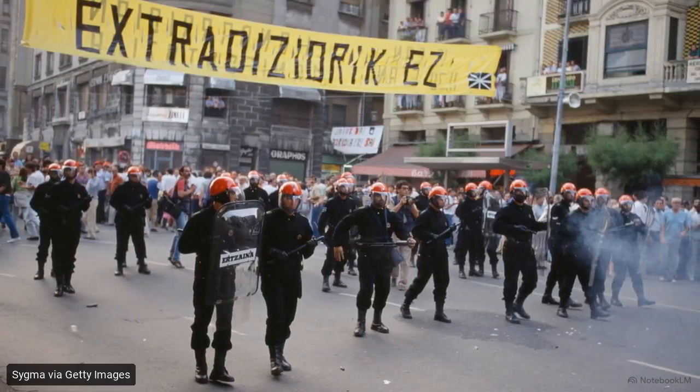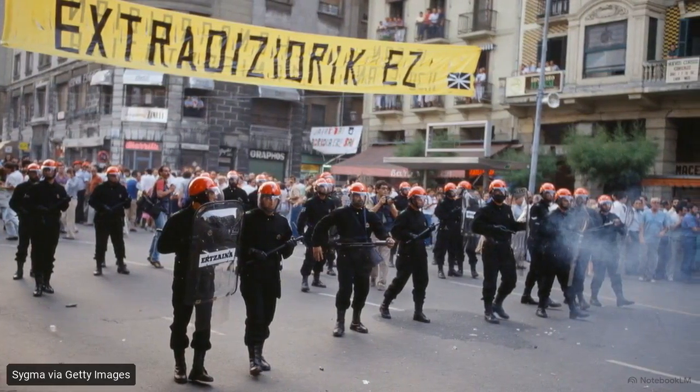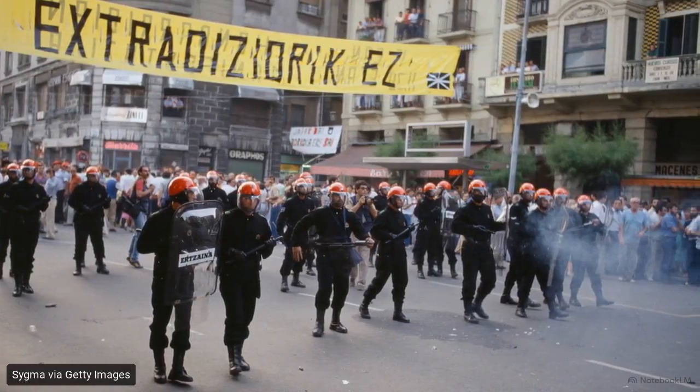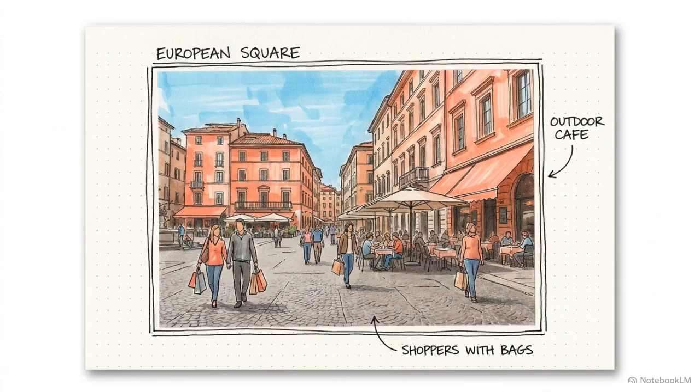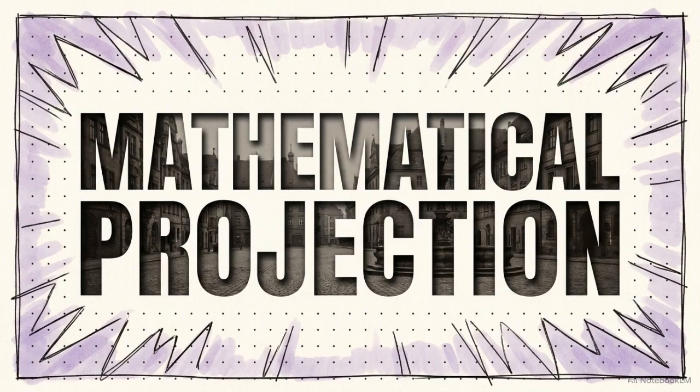The method became famous when economists used it to calculate the true cost of the conflict in the Basque Country. They wanted to know what the region's economy would look like in a peaceful timeline. To do that, they used what's called a synthetic control method.